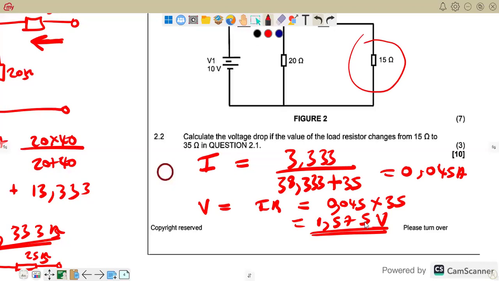That's 2.2 for us. So let's quickly go to the next question. Question number 3.